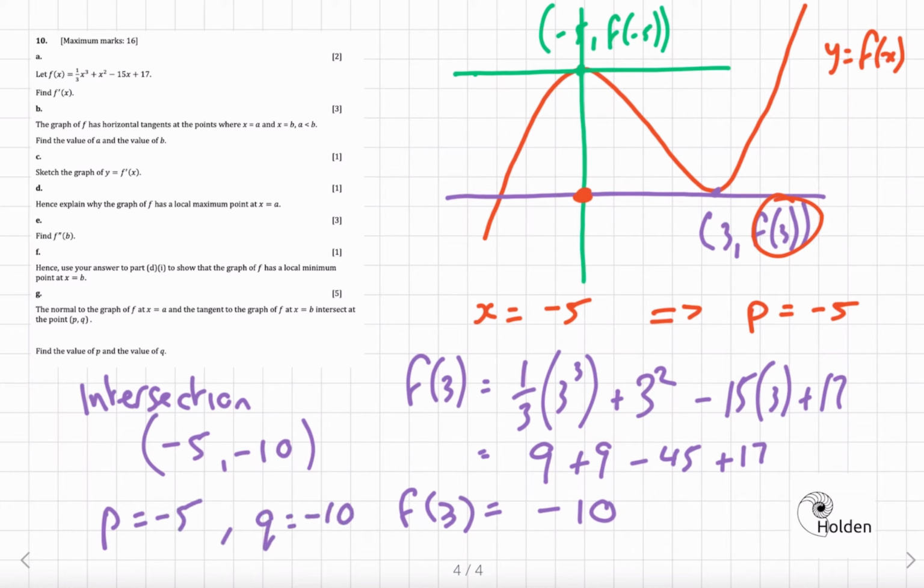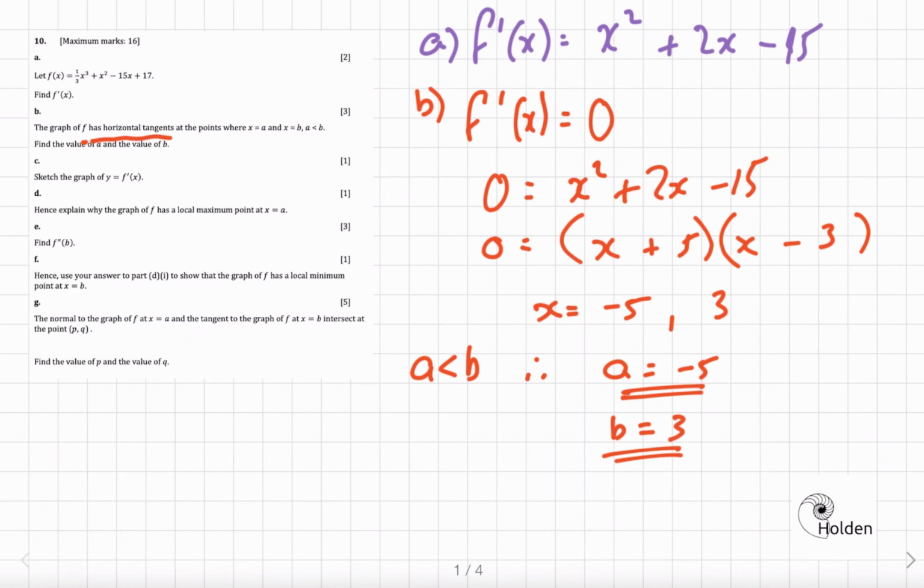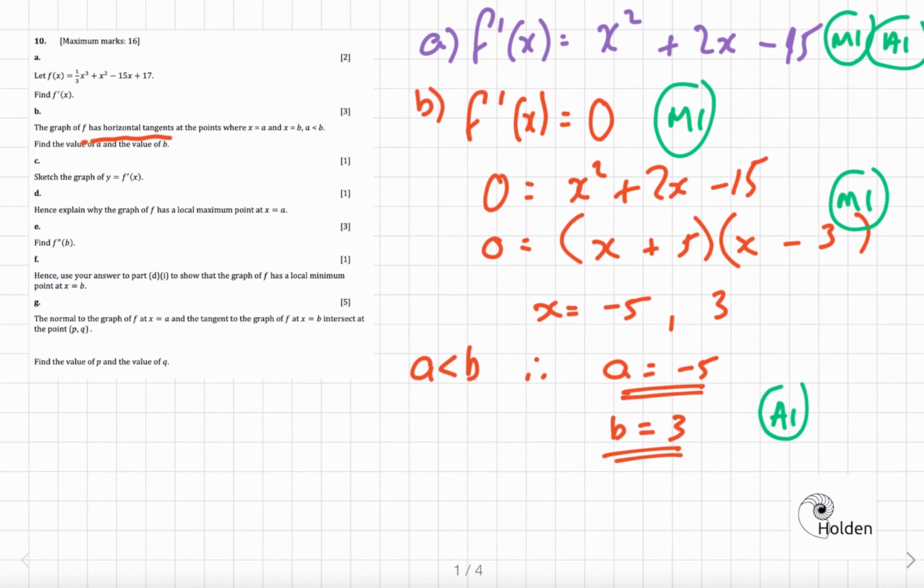Right, let's go back to part A, have a look at the mark scheme, see what the marks are. So part A, M1A1 for this, M1A1, just outright straight. B, correct reasoning, f prime of x equals 0, M1. Valid approach to solve quadratic, M1, and then a equals -5, b equals 3 is A1.